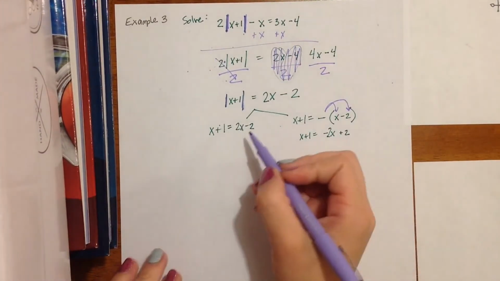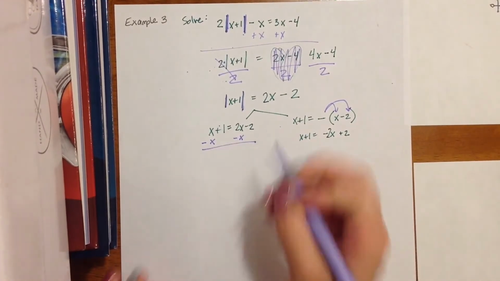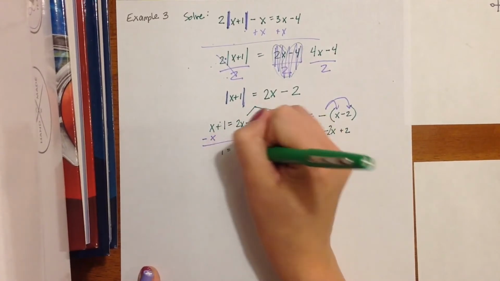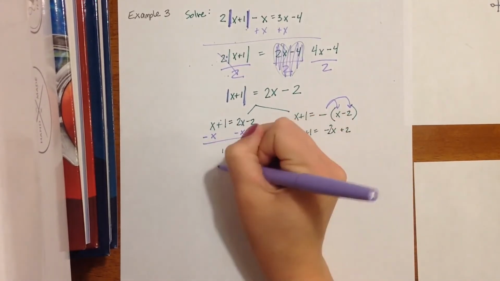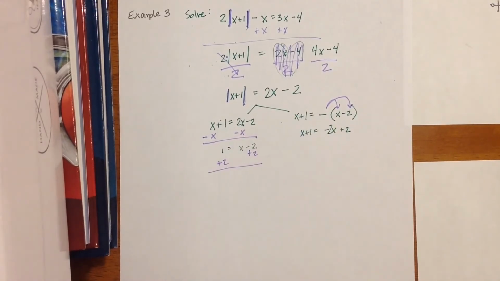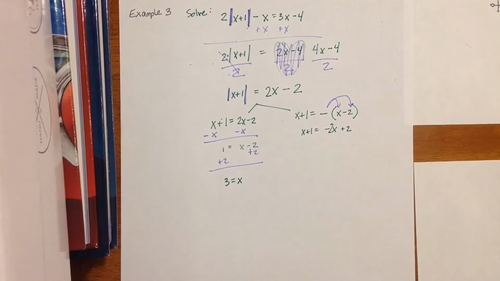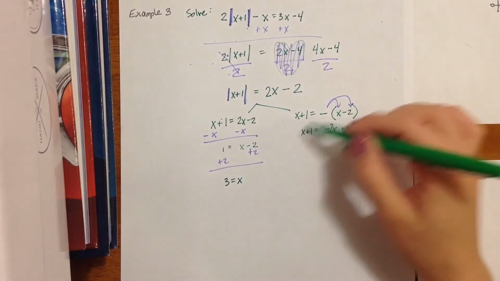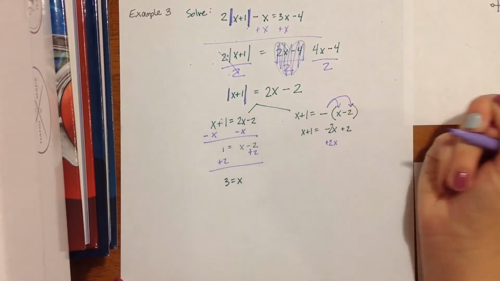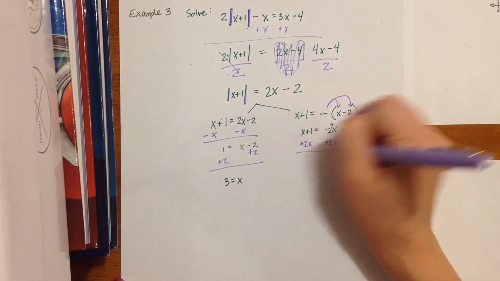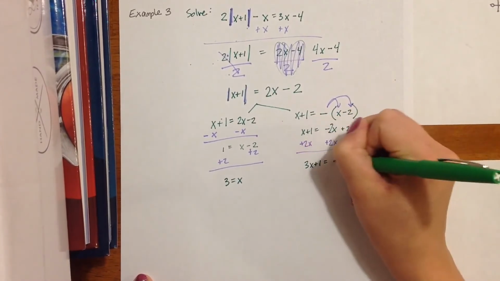Let's try this again. We are going to subtract x. We have 1 equaling x minus 2. I'm going to add this 2 to the other side. I get my x value, supposedly, maybe, hopefully, can be 3. I'm going to check that in a minute. And then over here, I'm going to add this negative 2x. I'm going to add a positive 2x. Off to the other side, I get 3x plus 1 equals 2.